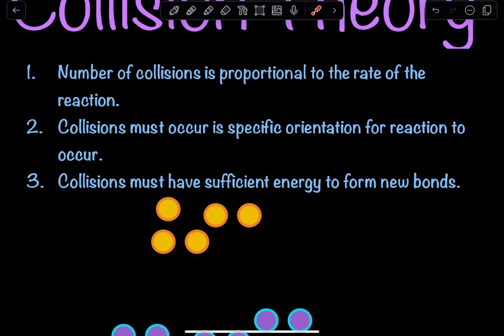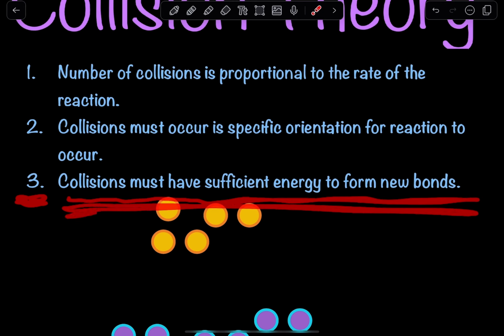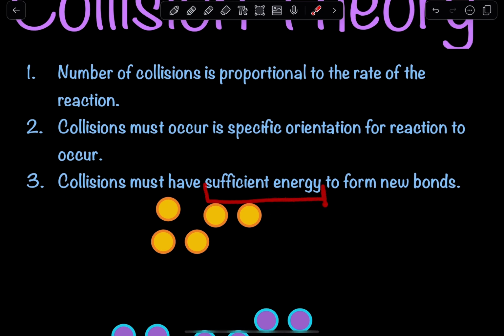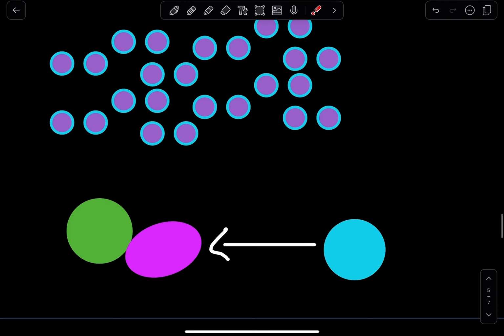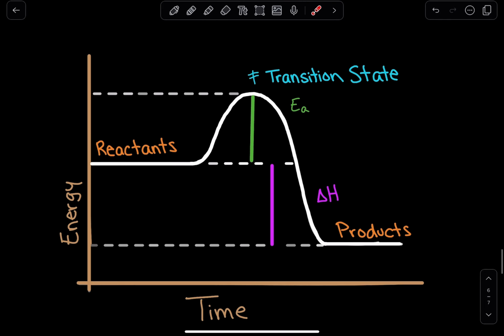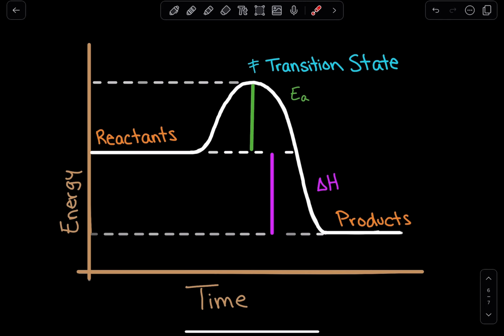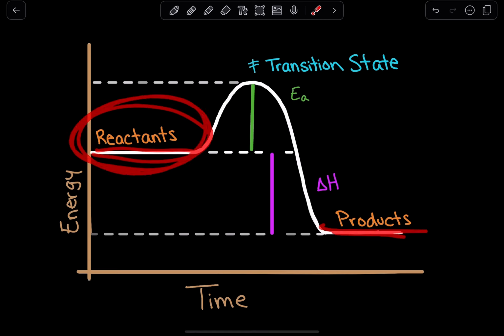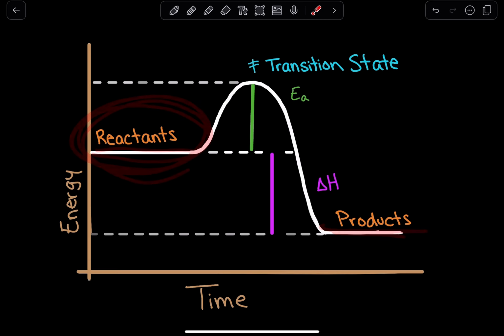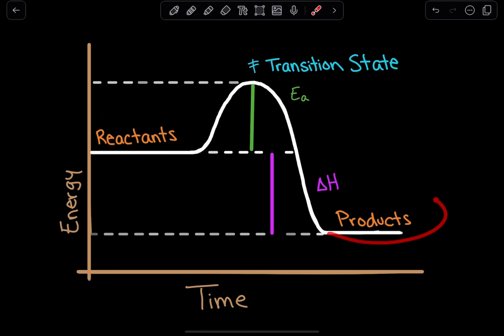Lastly, the third postulate states that collisions must have sufficient energy to form new bonds. So you must have sufficient energy to form new bonds. Why is that? Let's take a look at our energy diagram. In our energy diagram, we can see we have reactants and we have products. Now, our reactants must collide with enough energy to make new bonds to become our products that we are interested in. Why do we need a specific amount of energy?